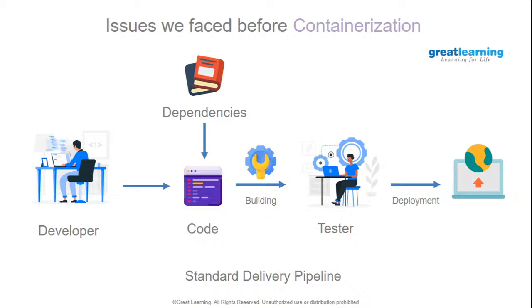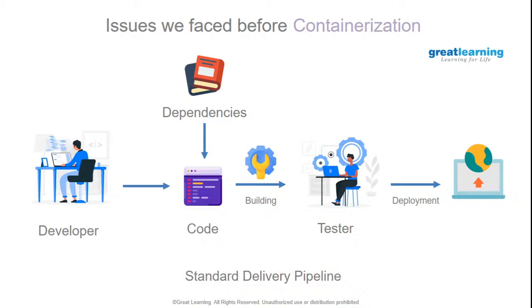Now this is very simplified. In real life scenarios, you'll have a lot of intricate details that are not given over here, but this is to give you an idea of how software is developed and what kind of issues we face over here. So this is the standard delivery pipeline. So what kind of issues can we face over here?